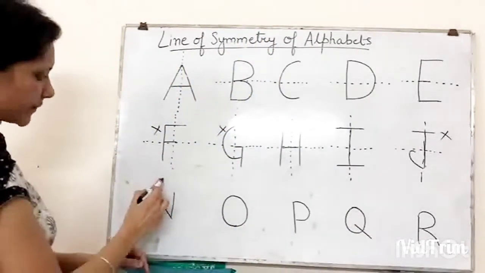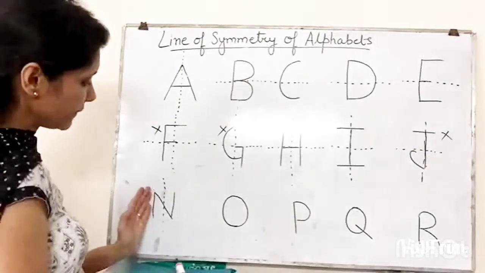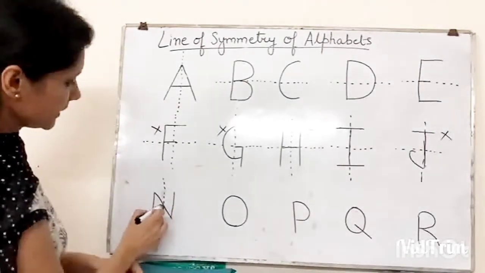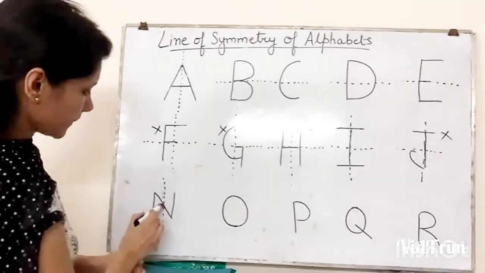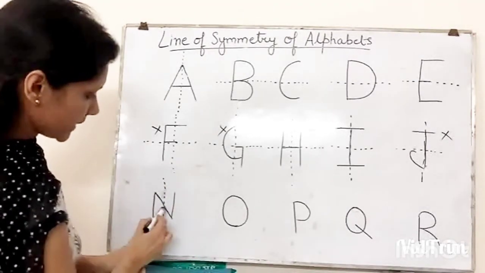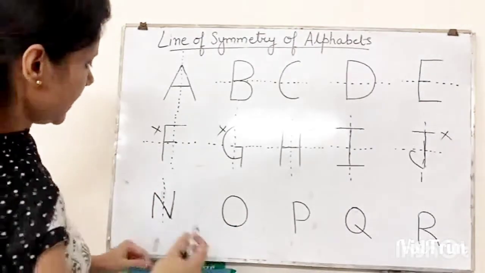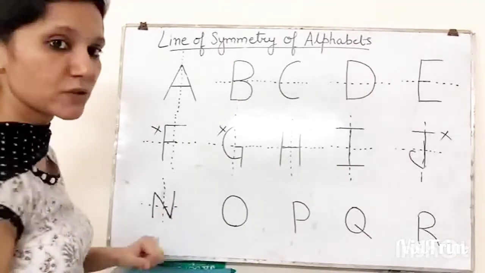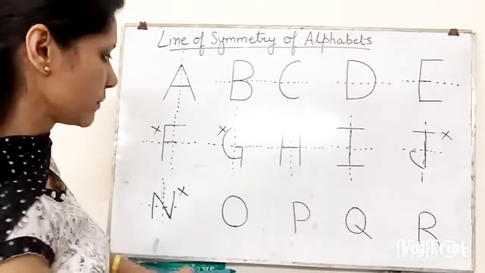Alphabet N, vertical line of symmetry. Beta, if you will fold the left hand side on the right hand side, they will not overlap each other, because here this is going up and this is going down. The same thing is not present on the left side and the right hand side. Similarly, horizontal line of symmetry is also not present. So N also does not have any line of symmetry.